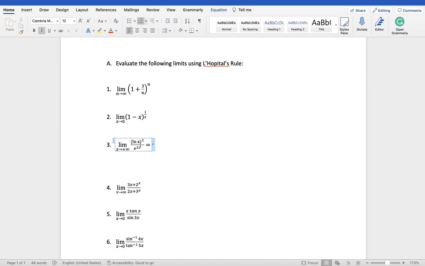We have, basically, in the numerator infinity, because you have ln of infinity, which will just give you infinity, divided by e to the infinity, which is just infinity as well, right? So you have infinity over infinity, which is an indeterminate form.